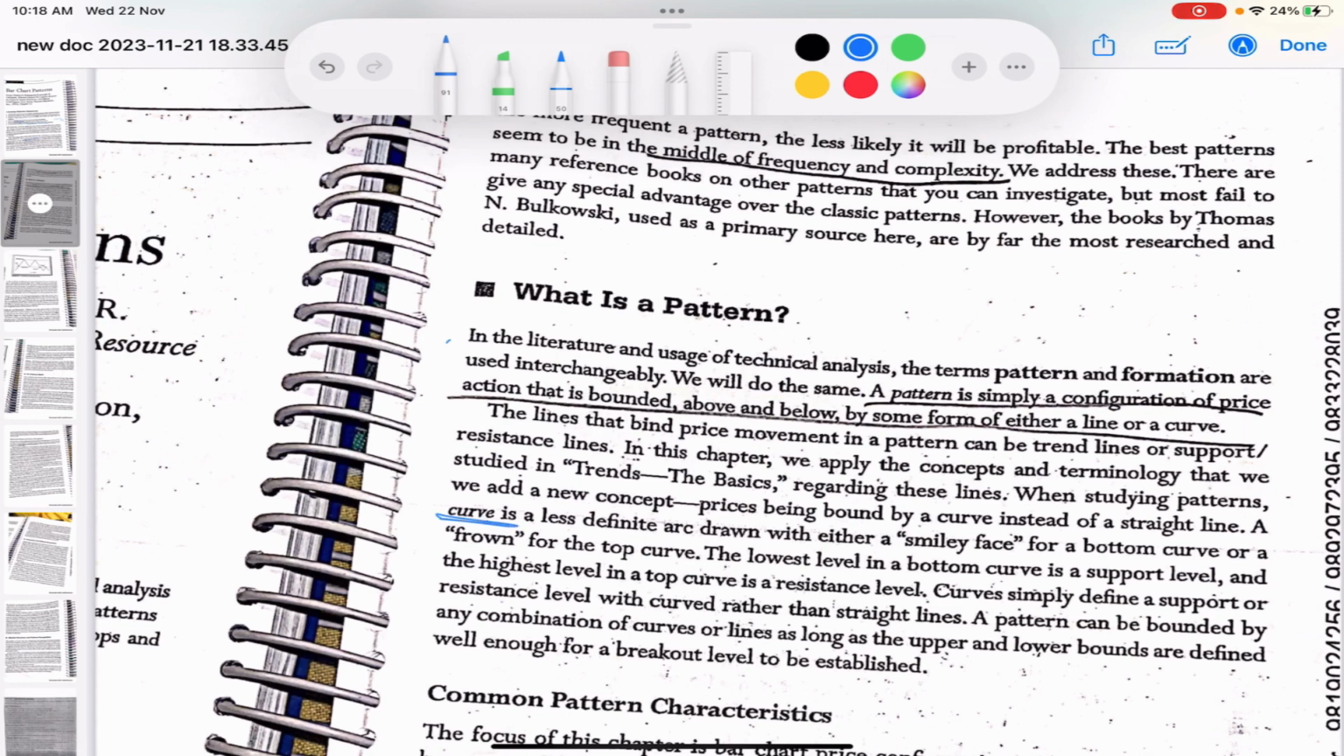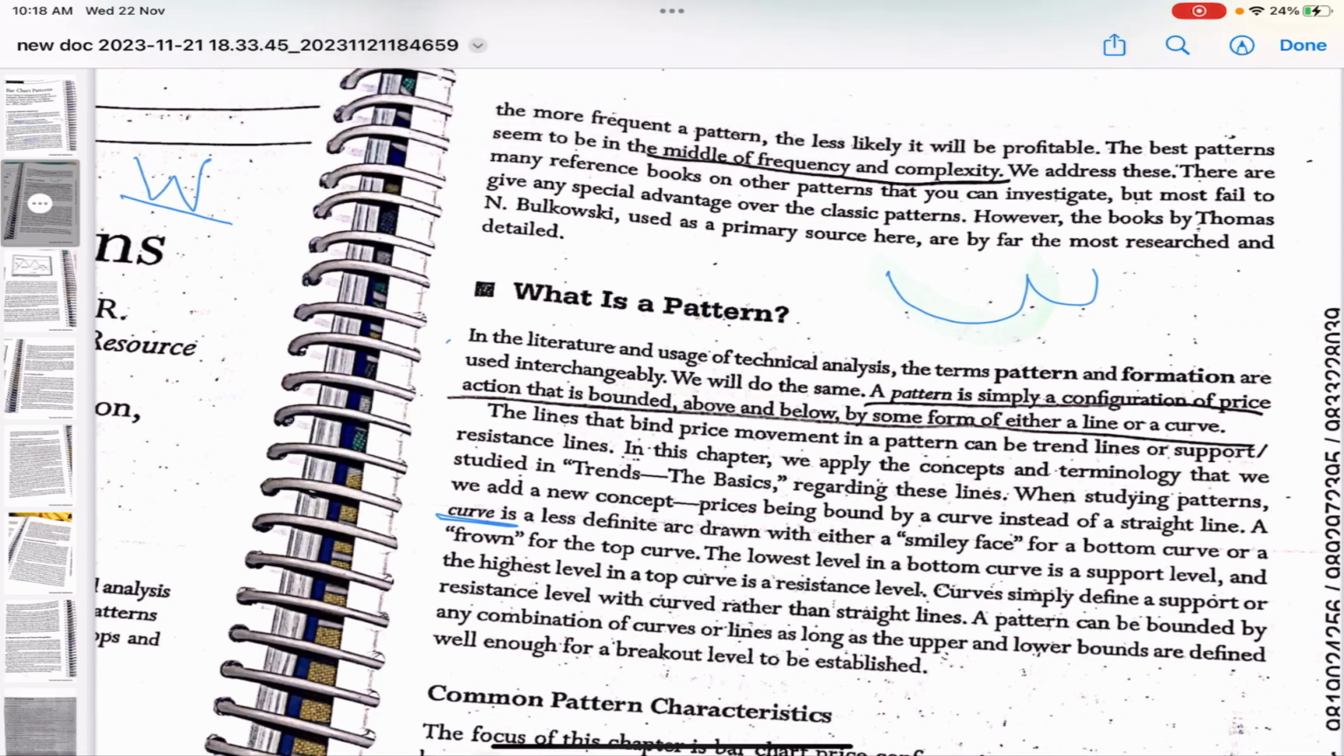Okay, and then you know that curves can also be there. We don't always have a horizontal resistance or support. Sometimes we can even have a curve, something like a cup and handle. So here you can see a curve. This curve is acting as a support region. So it's not necessary that all of them will be in a straight line.